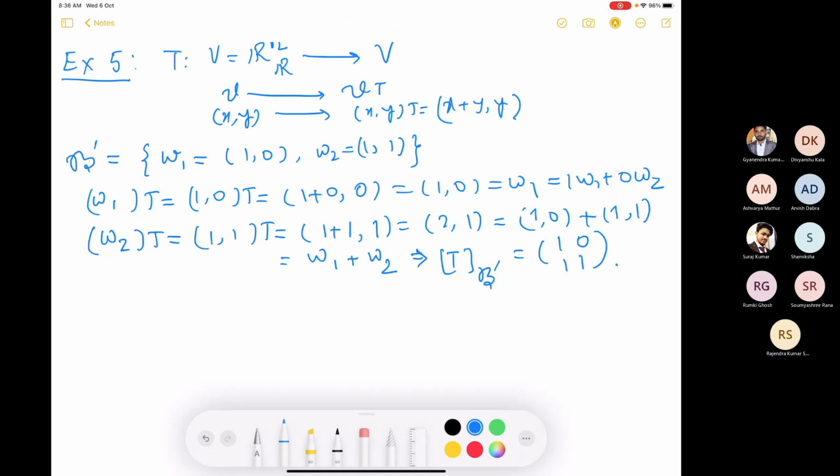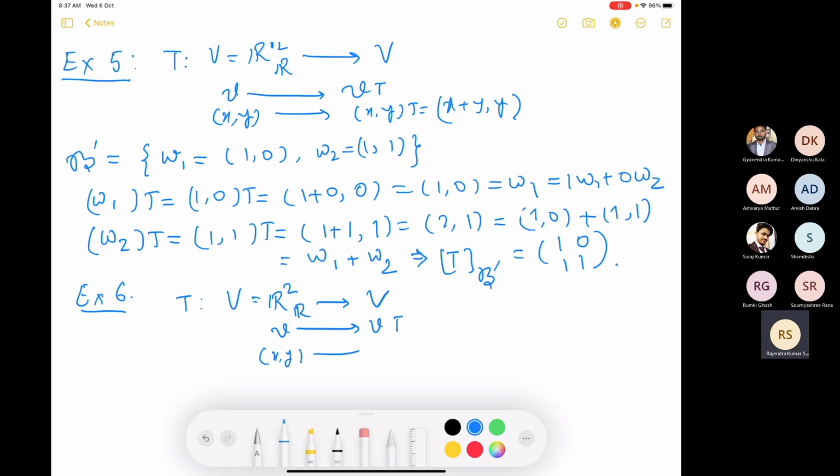If we take another example, example 6, same linear transformation T from V = R2 over R, V goes to VT, (x, y) goes to (x, x plus y), and B double prime, let us take, is here U1 is say (1, 0), and U2 is say (0, 1).